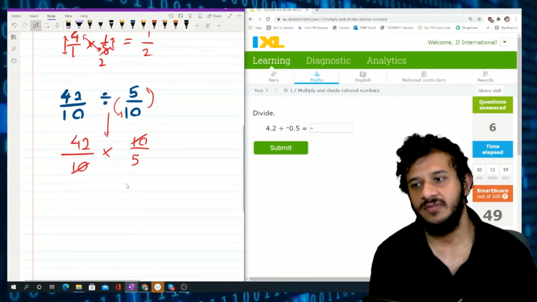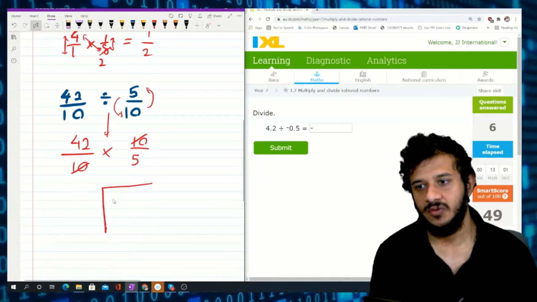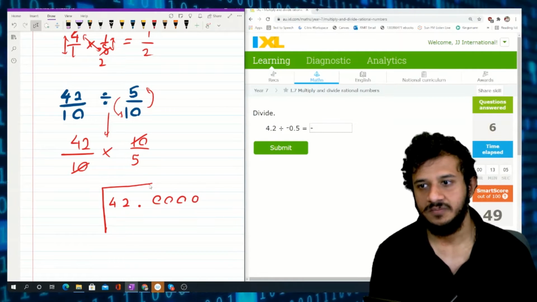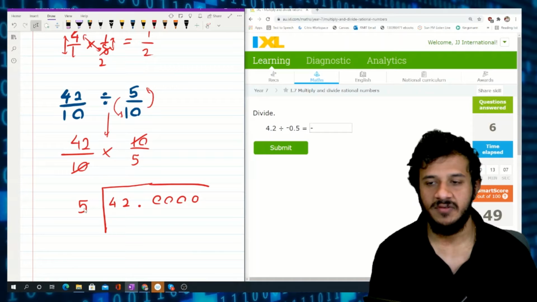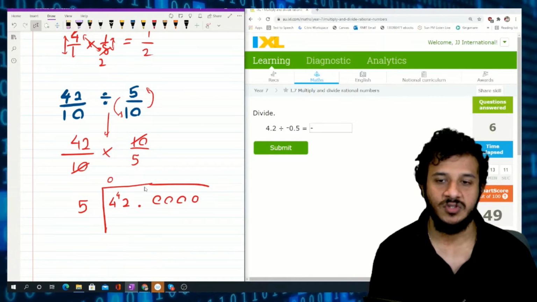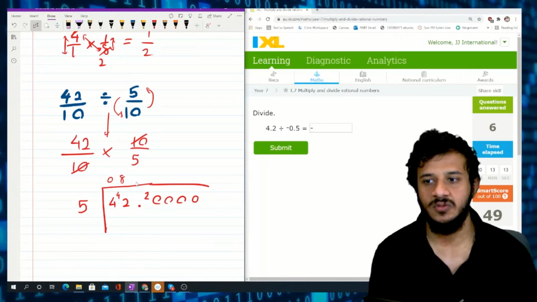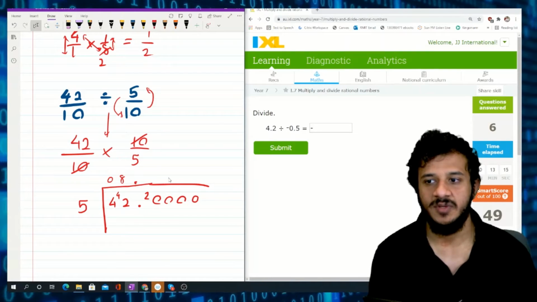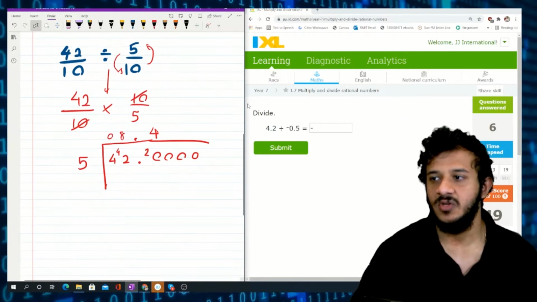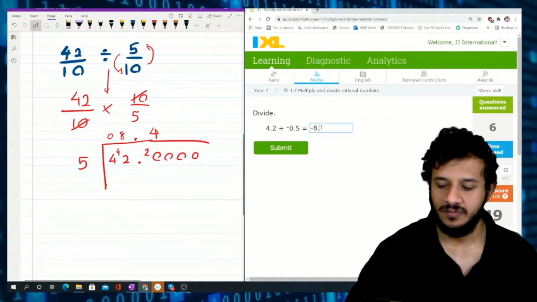42 over 5 will be, we are going to do 42 and a point and some zeros for fun, and then divided by 5. How many 5s can go into 4? 0, left over 4. How many 5s can go into 42? That's an 8, left over 2, dot comes up here. And then how many 5s can go into 20? That's just a 4. So my answer is going to be 8.4.